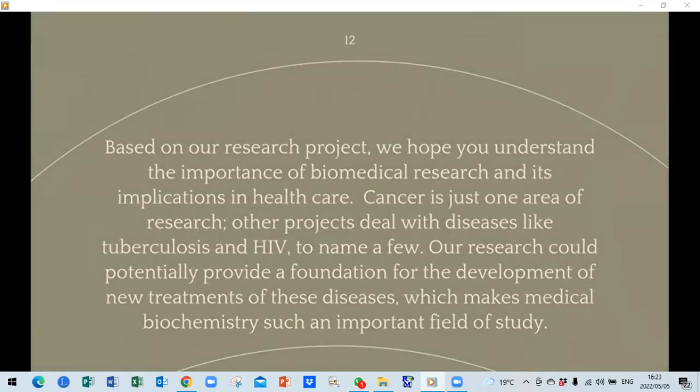Based on our research project, we hope you understand the importance of biomedical research and its implications in healthcare. Cancer is just one of the research areas. Other projects deal with diseases like tuberculosis and HIV, to name a few. Our research could potentially provide a foundation for the development of new treatments of these diseases, which makes medical biochemistry such an important field of study.